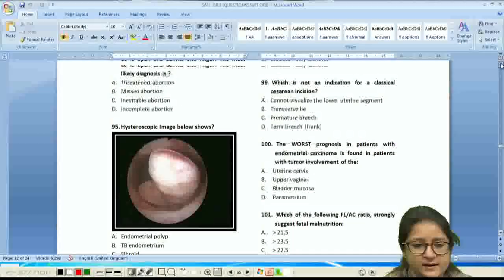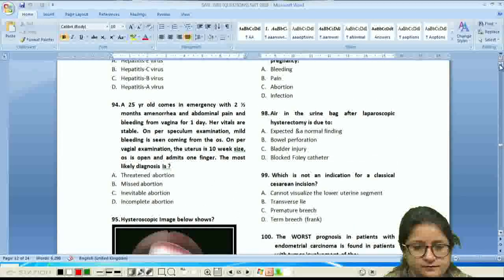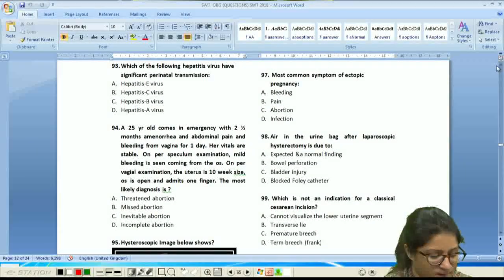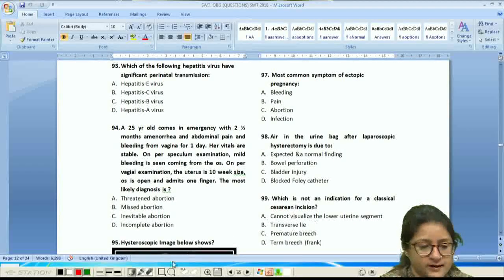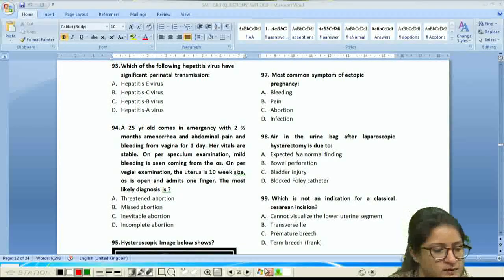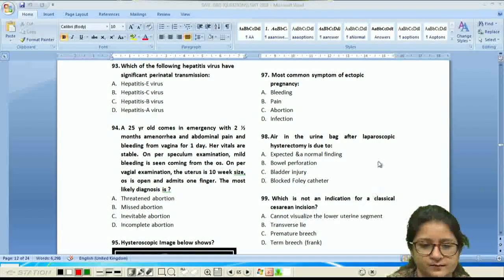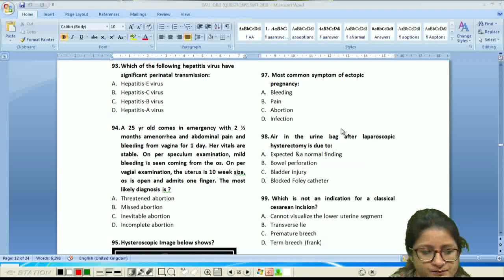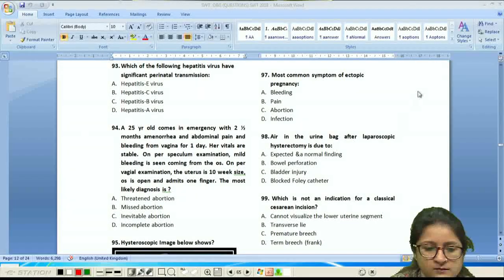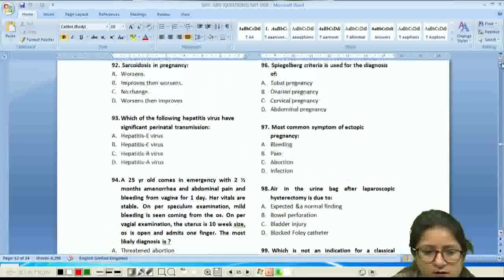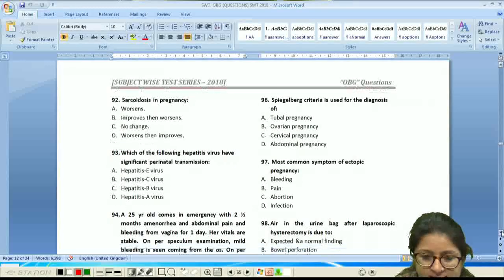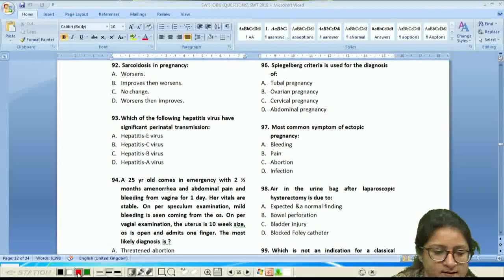Now moving on to the next question. Question 97, the most common symptom of ectopic pregnancy. This has also been done, we have done this question, so we will not deal with this. Let's come on to question number 96.